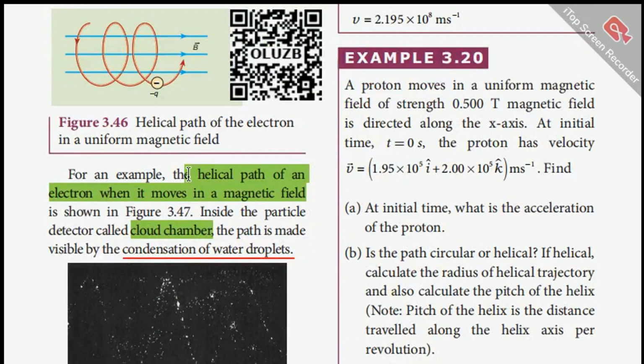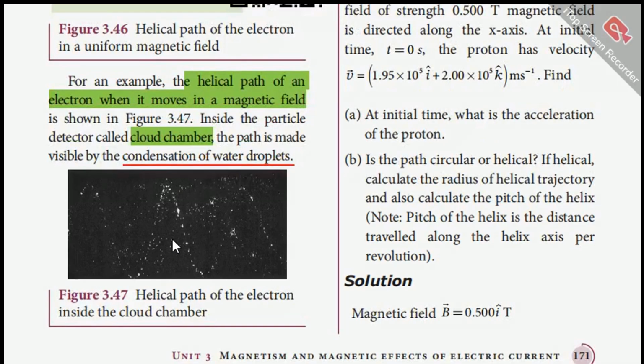For example, the helical path of an electron moving in a magnetic field is shown in this figure, and the path is made visible by the condensation of water droplets inside the particle detector, which is called a cloud chamber, like this.